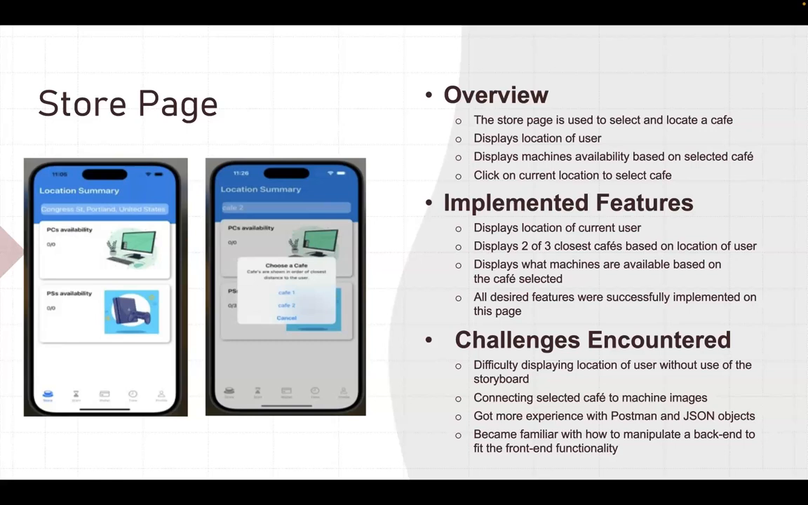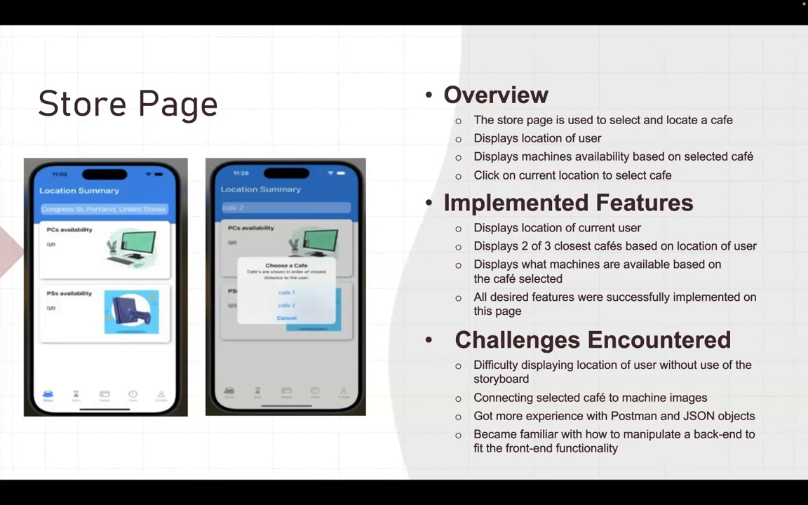At first, there was a problem displaying the user location without the use of storyboard, but through the use of online resources such as videos, that was able to be alleviated. Getting more experience with Postman and JSON objects was also important, and it was definitely a little challenging at first to understand how the back end connected to the front end. So making sure that the selected cafe is connected to the appropriate machines. And yeah, that was my functionality.